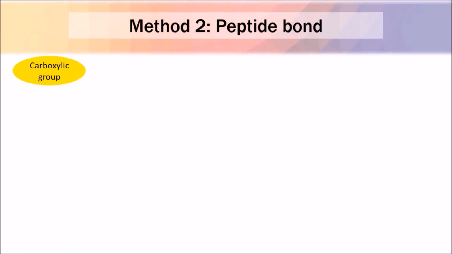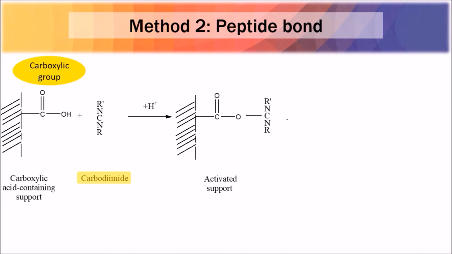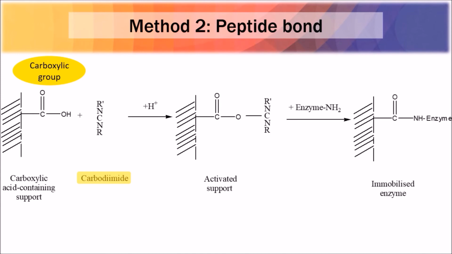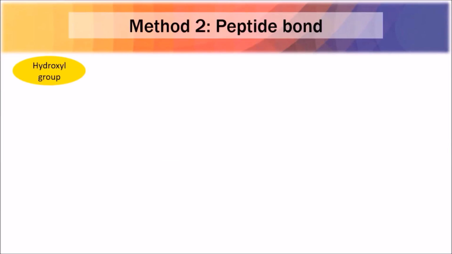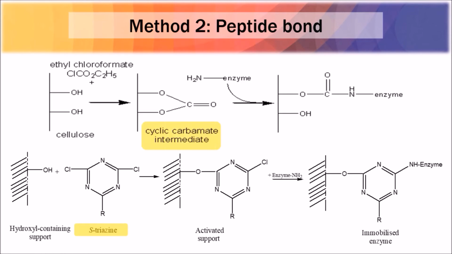There are 2 examples we're going to talk about. First is a carboxylic acid containing support. Second is a hydroxyl containing support. For the carboxylic acid containing support, we'll activate it through peptide bonding with an agent called carbodiimide. From there, they'll activate the carboxylic containing support, and then we add in the enzymes. Or we can use the alternative peptide bonding with a hydroxyl containing support. We can activate a hydroxyl containing support with either cyanogen bromide or S-triazine. But due to the high toxicity of cyanogen bromide, we prefer to substitute it with an alternative agent. The alternative agent is ethyl chloroformate.